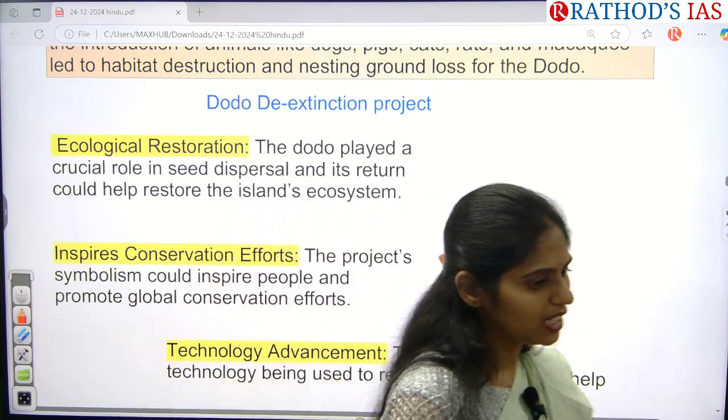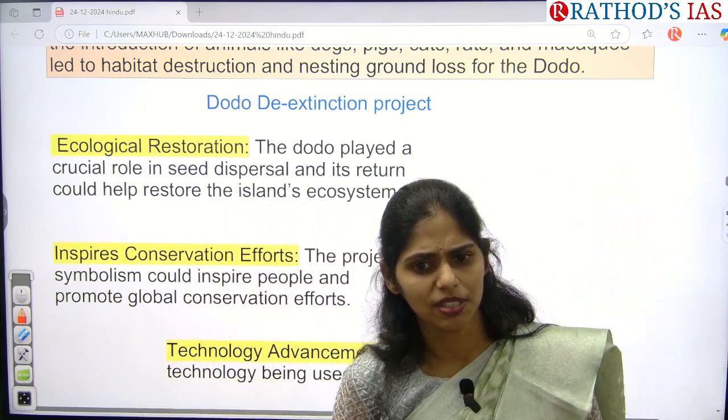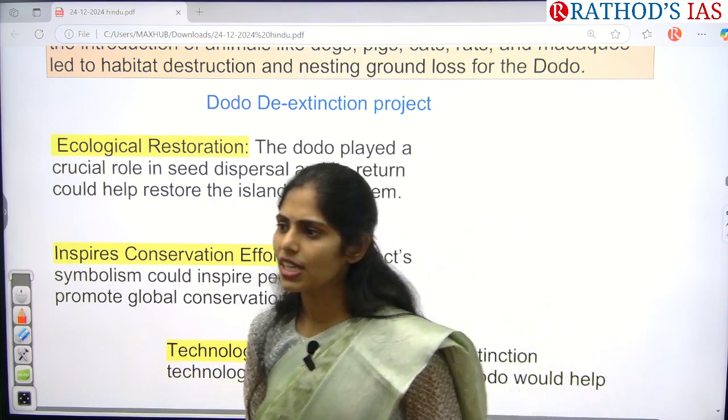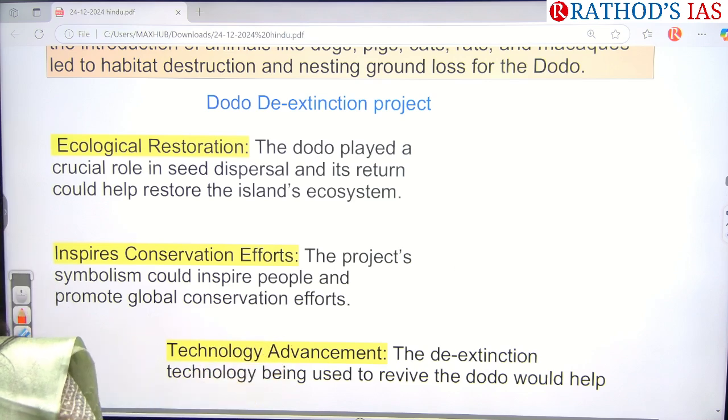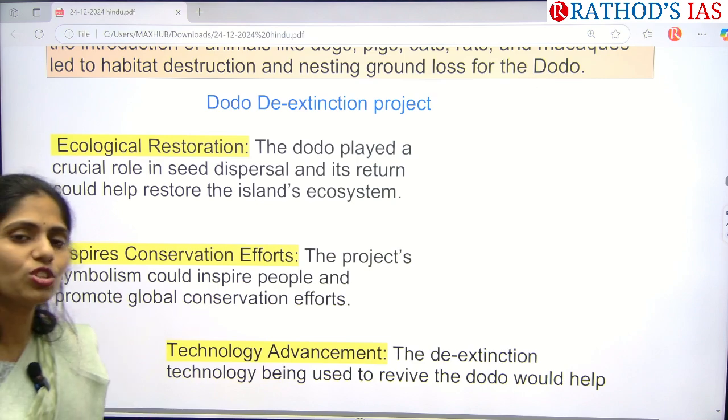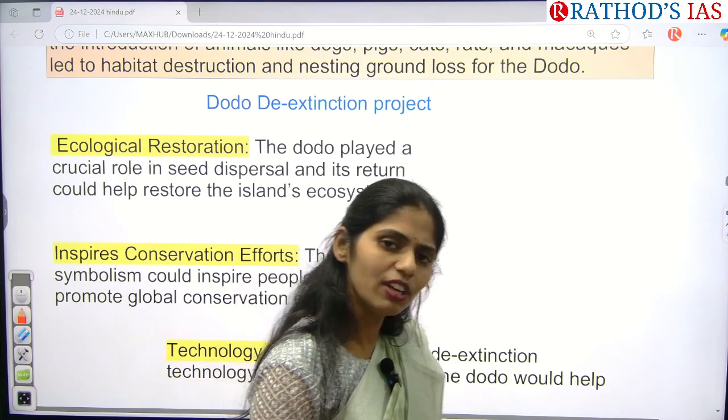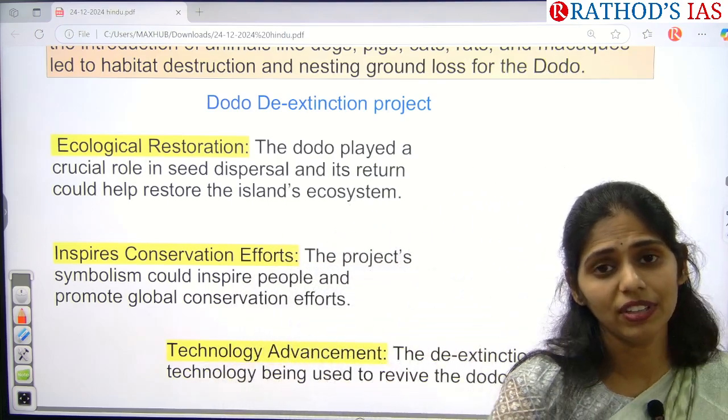For example, any organism present in the ecosystem will play its own role. For example, if you are five members in your family, every person in your family has their own specialty, their own role, right? In the same way, the organisms present in our environment will be playing the same role. They will have their special role.